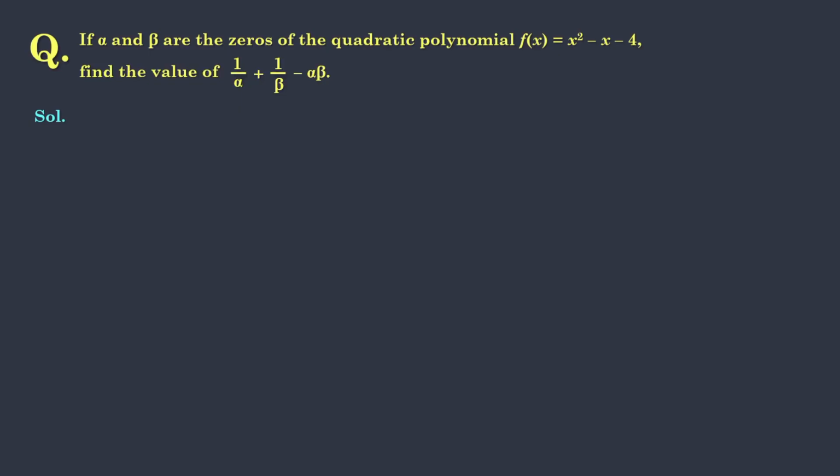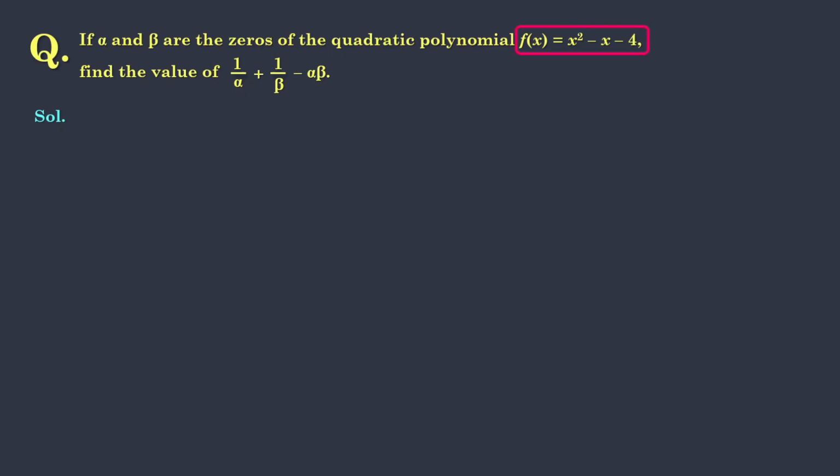Let us solve this problem. We are given a quadratic polynomial. The zeros of the polynomial are alpha and beta. We need to find the value of the sum of the reciprocal of alpha and the reciprocal of beta, and then subtract the product of alpha and beta.